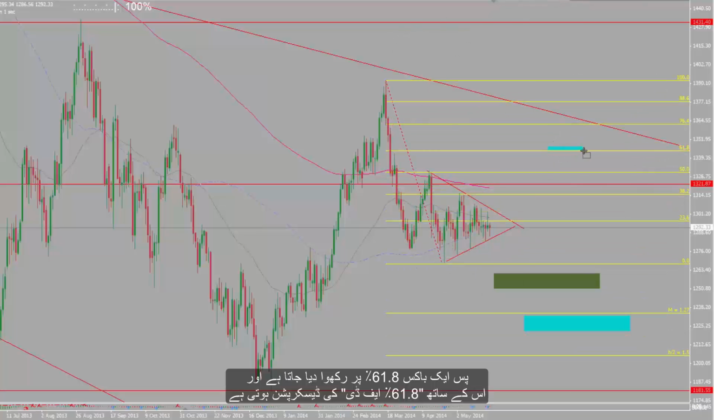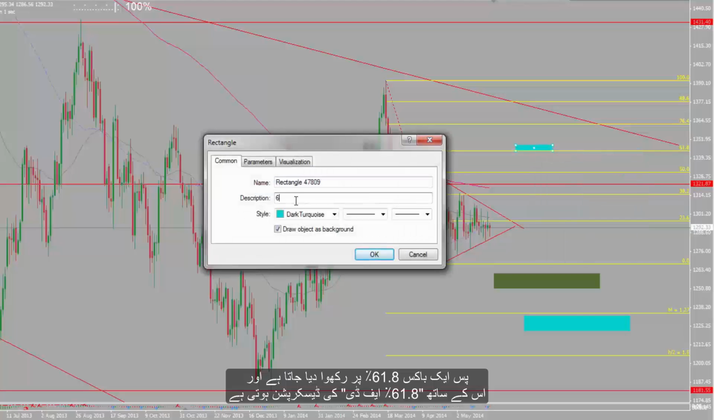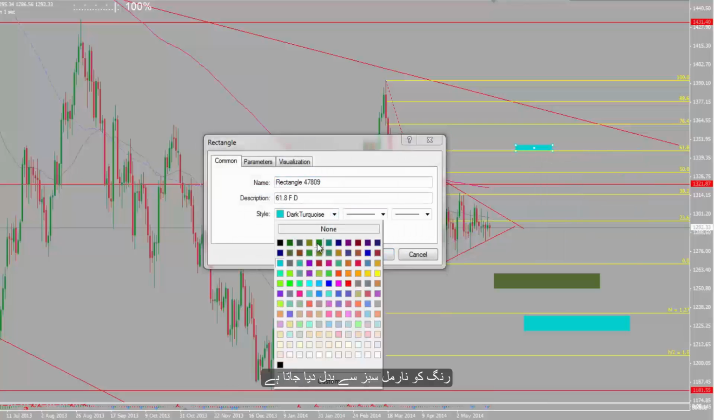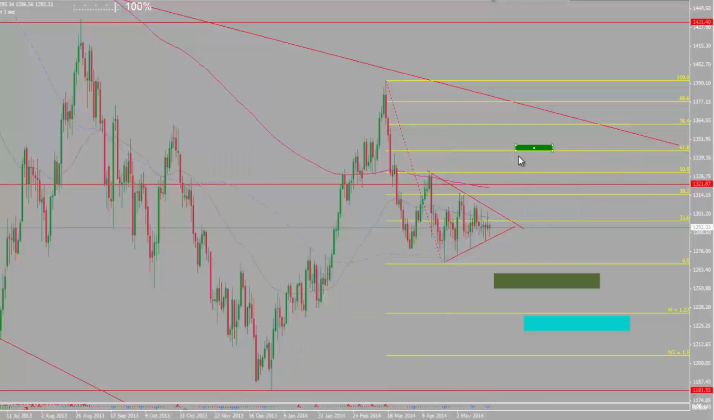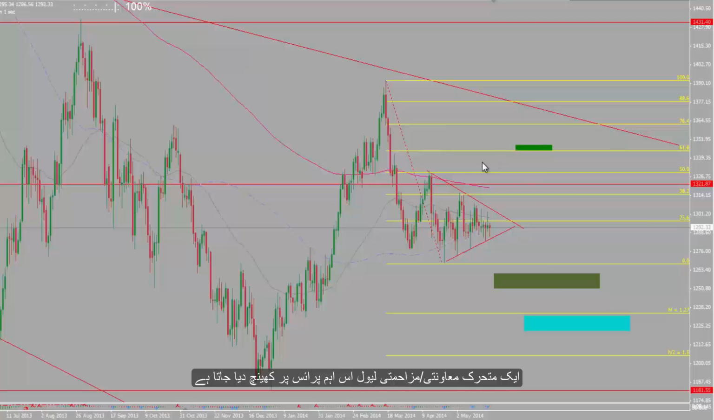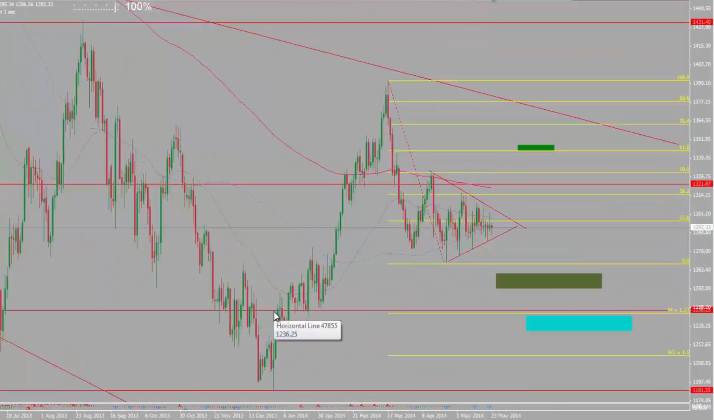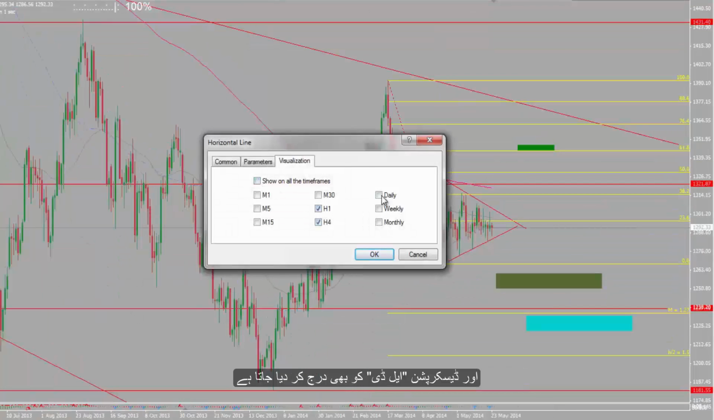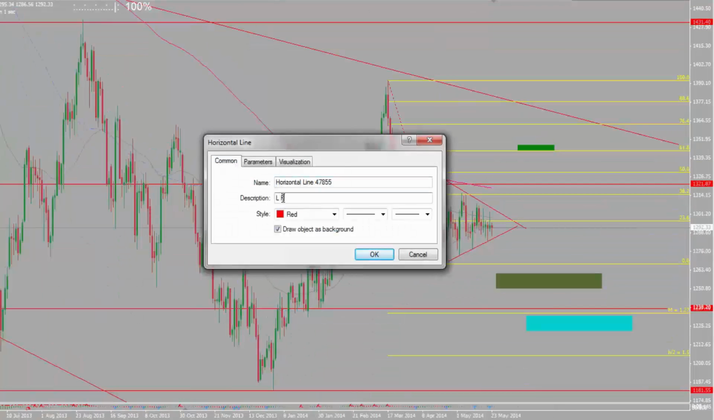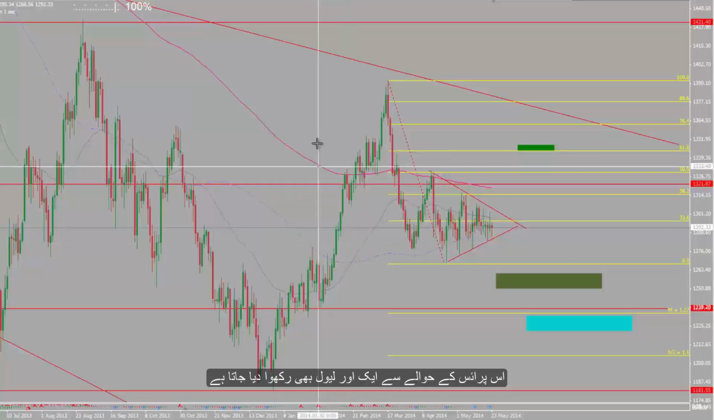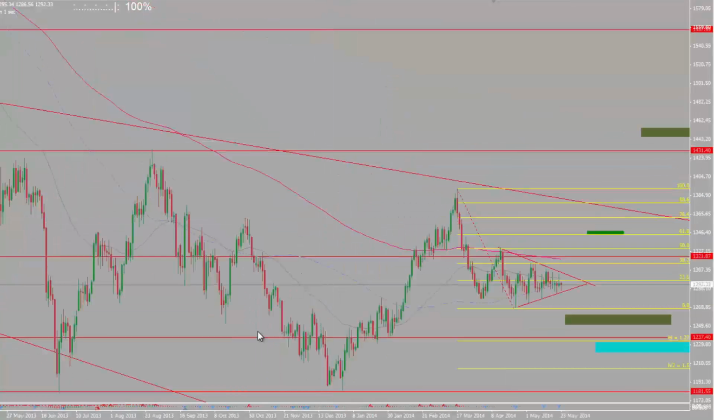Thus, a box can be placed on level 61.8% with 61.8 FD in its description. The colour should be changed to a normal green. A dynamic support or resistance level can be drawn on this important price. Also, description LD should be entered. Another level can be placed on this price too.